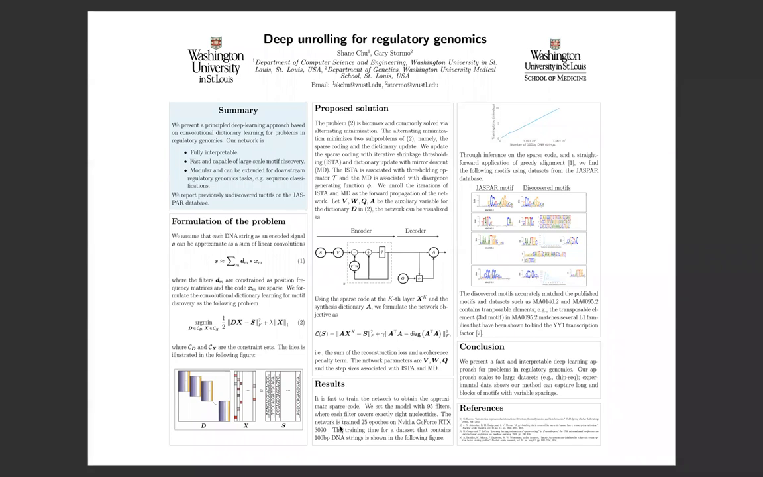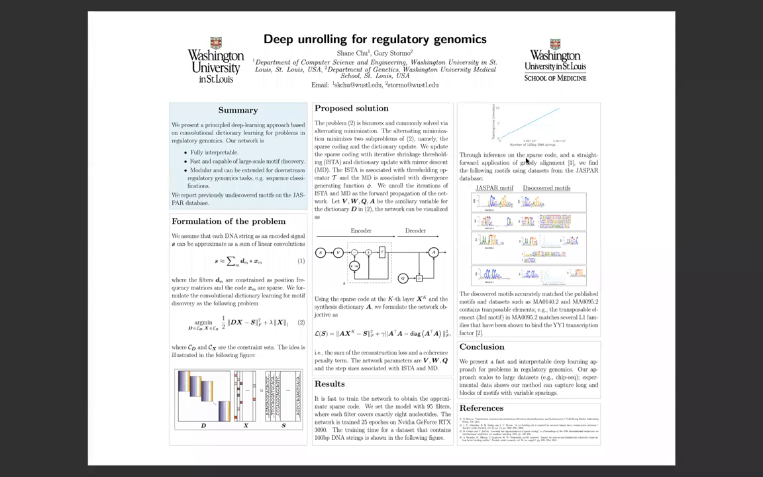So let's go to the results. It's actually pretty fast to train the network to obtain a usable representation. We set the model with 95 filters and we train this on the GPU with 25 epochs. And you can see that the training time for 100,000 DNA sequences, where each sequence is 100 base pairs long, takes about 10 minutes to obtain a quote unquote good representation.